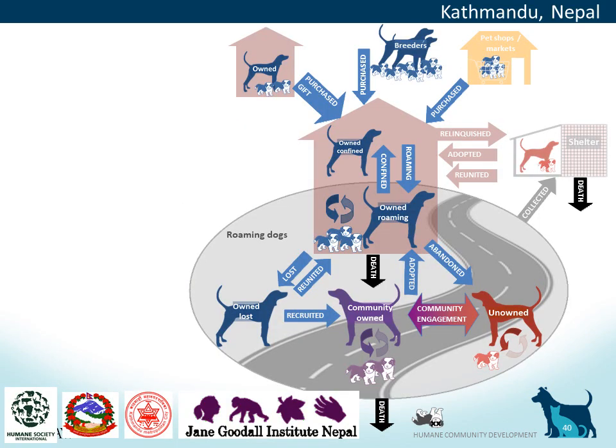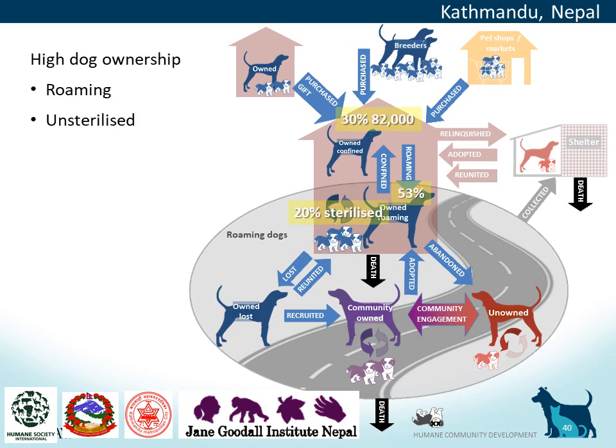Okay, we're now looking at a very different situation in Kathmandu in Nepal, so that's the capital city of Nepal. Through a process of combining street surveys with household questionnaires, we found that 30% of the households within this capital city owned dogs, which is quite high considering it's an urban area. We found that 53% of those owned dogs were allowed to roam freely for at least part of the day. And we found that just 20% of the female dogs were sterilised. So we know we have high dog ownership, a lot of roaming, and many of those roaming dogs are unsterilised.